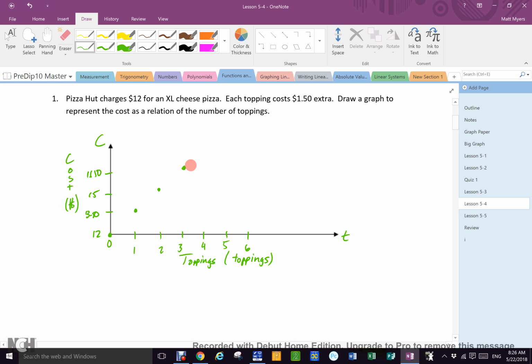Is it continuous or discrete data? It is discrete. Why? Because you can't have half a topping. If I say put pineapple on half because my class is crazy and likes Hawaiian pizzas, they'll still charge me.